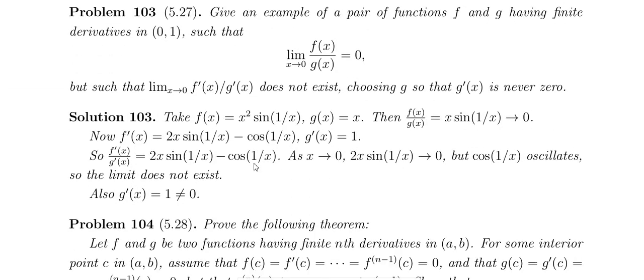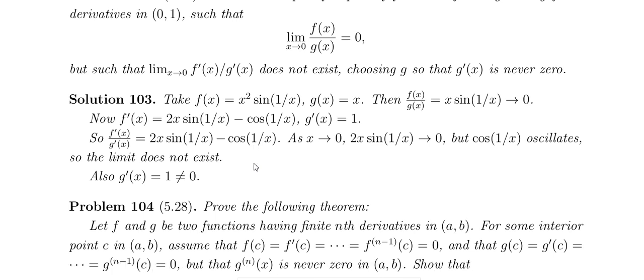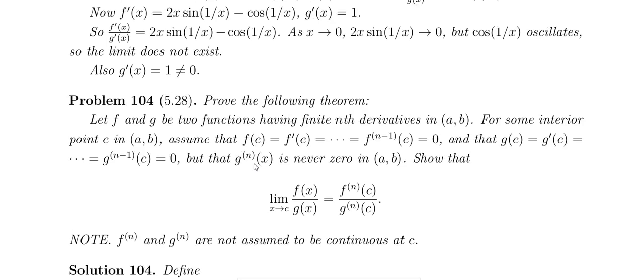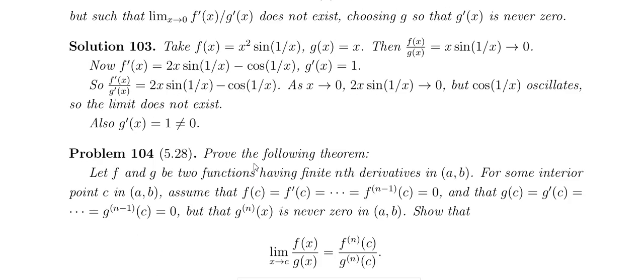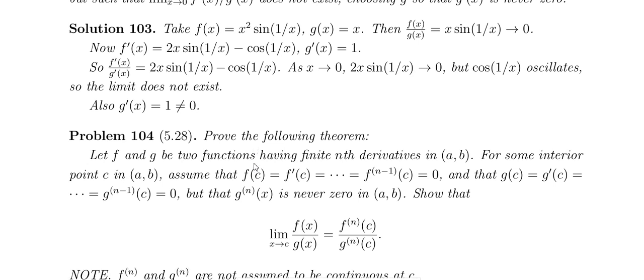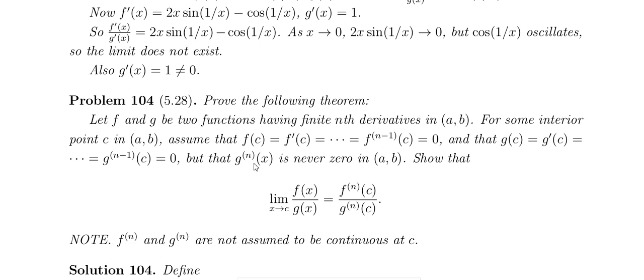This is a given example: a pair of functions having a finite derivative in the open interval 0 comma 1 such that the limit as x tends to 0 of f of x by g of x equal to 0, like that example. That is f of x equal to x square, g of x equal to x square sine of 1 by x.